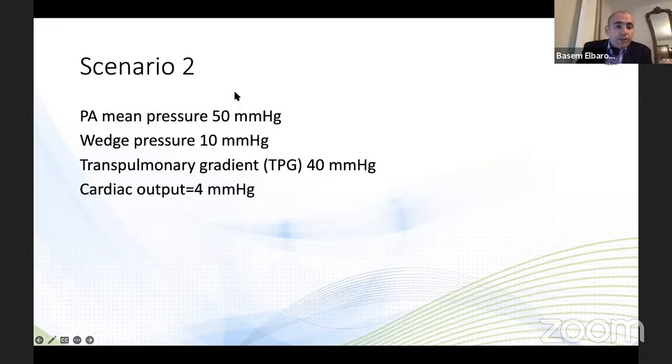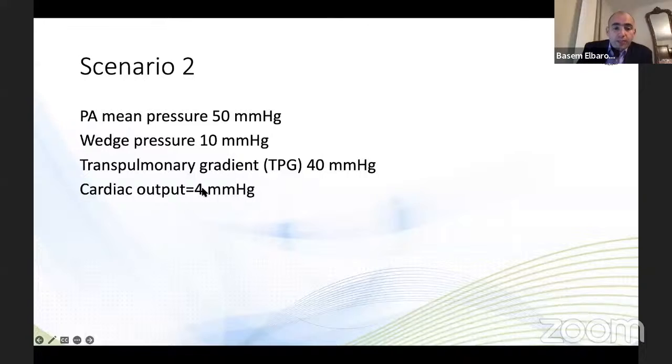Let's change the numbers a bit. Let's say the PA pressure was measured at 50, but the wedge pressure was 10. So this means that all that PA pressure, which is very high, is not generated by the left atrium. It's mostly due to pulmonary vascular resistance. 50 minus 10 equals 40. So there's a very high transpulmonary gradient.